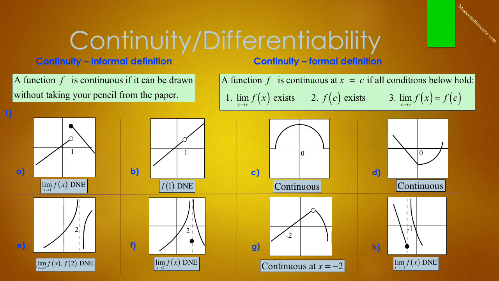Be careful on G. G is continuous at x is equal to negative 2. There is a value to the right of the y-axis for which the function has a removable discontinuity. Finally, H is discontinuous at x is equal to negative 1 because the limit of f of x as x approaches negative 1 does not exist.